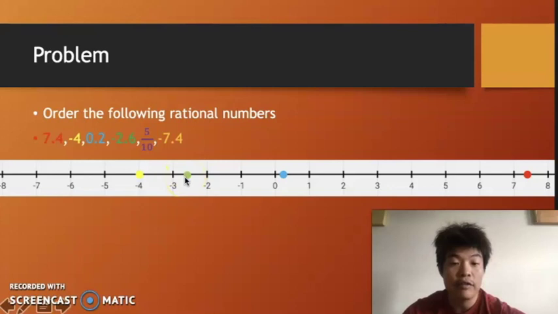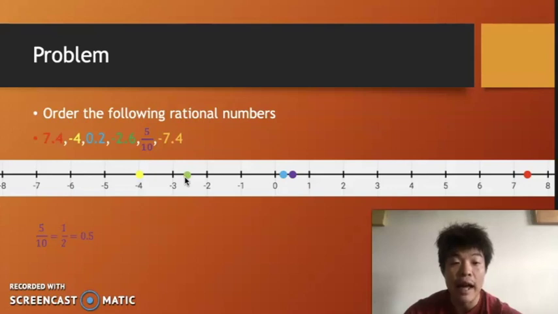Okay, then we have 5/10. For this, what we want to do is change it into a decimal. So we can say 5/10 is equal to a half when we simplify, and a half is equal to 0.5. So we can put 0.5, which is halfway between 0 and 1.